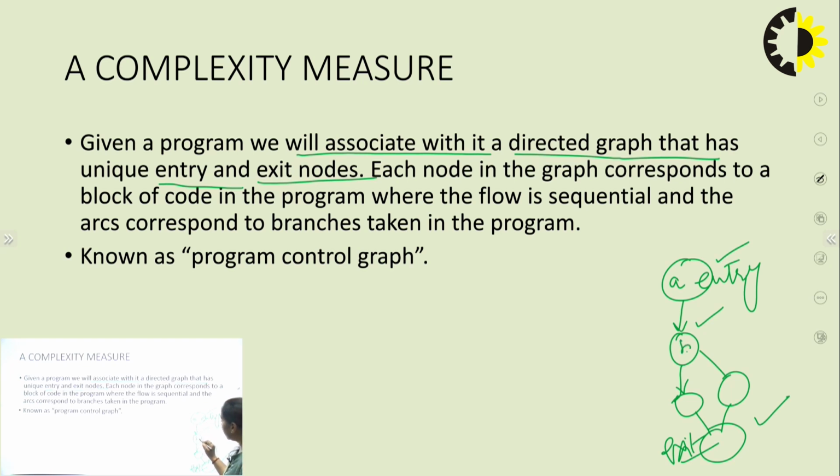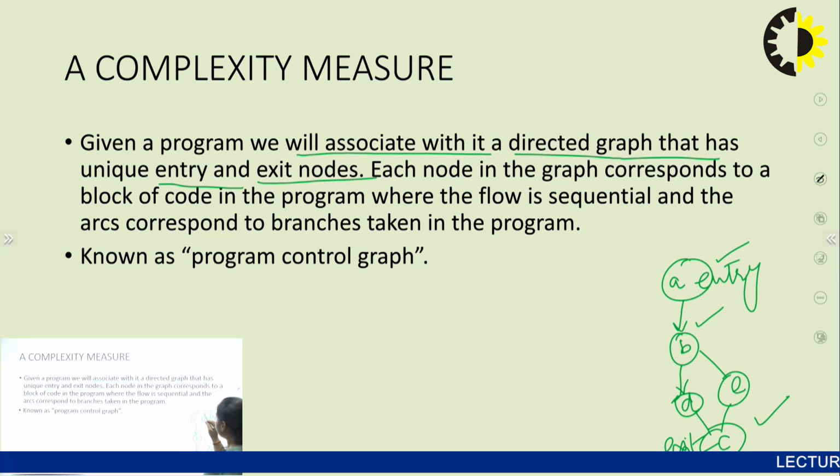A will reach B directly, but B will reach C with the help of either D mode or E mode. So there are two options. Either B will move to D or move to E while reaching C, the exit node. So this graph shows the relationship between the lines of code with the help of the arcs. Either they can directly move to another part or reach the end of the program. This is known as the program control graph.